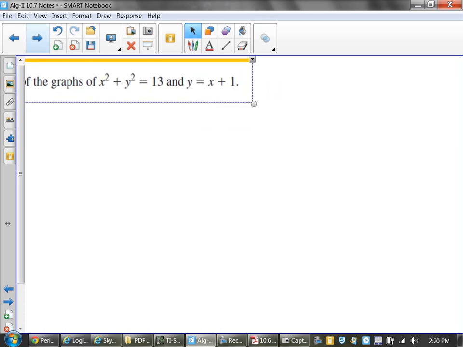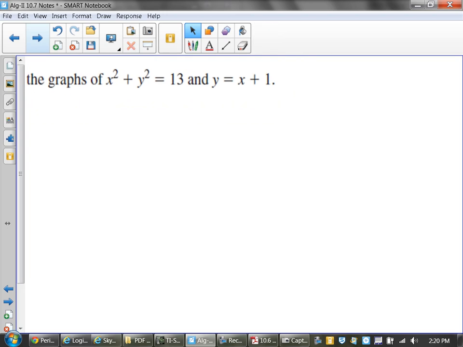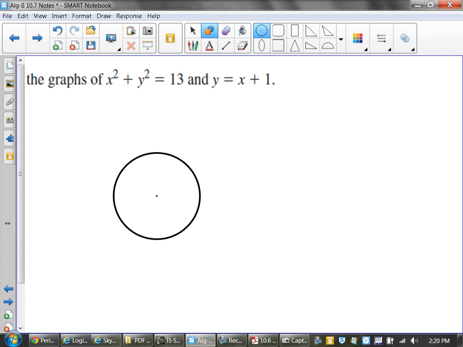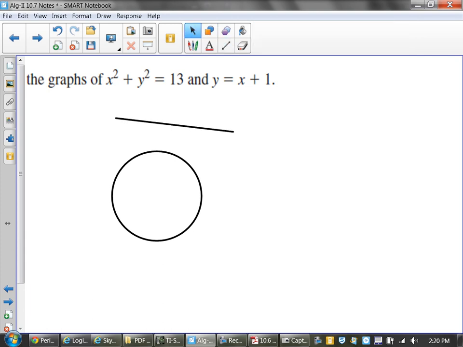For example, if I look at something very simple like this, what are these two equations made up of? We have x squared plus y squared equals 13, and y equals x plus 1. A circle and a straight line. Isn't that redundant? Aren't all lines straight? It's a circle and a straight line. Anyway, how many different ways can a line intersect a circle? It can intersect in 2 spots, and it can intersect at 1 spot.